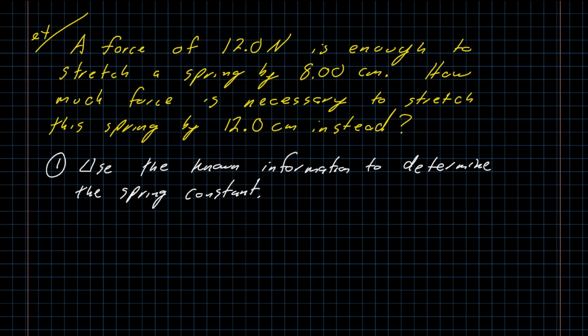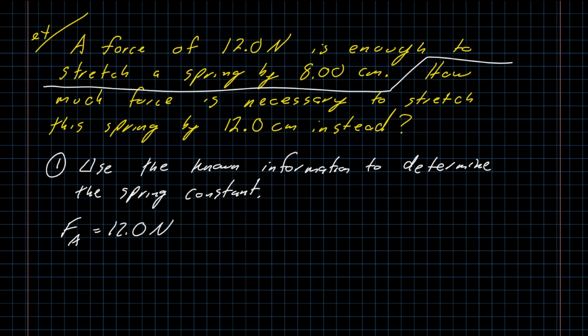In the first part, I'm going to use the known information to determine the spring constant. The known information is this first sentence. If we apply a force of 12.0 newtons, then we stretch the spring by 8 centimeters, which is 0.0800 meters. I could have left everything in centimeters, but I'm not going to. The last thing we need is an assumption that at this point the spring is in equilibrium.